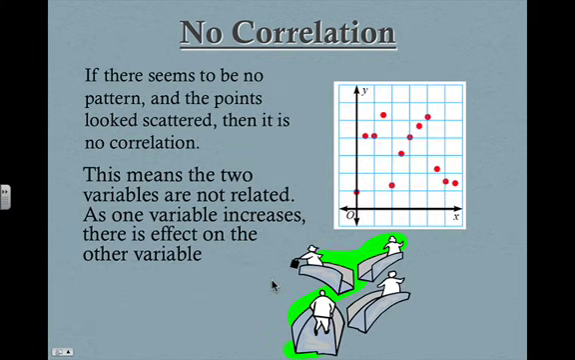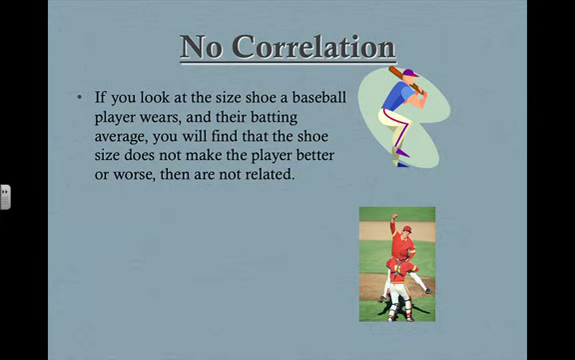An example of no correlation is where there seems to be no pattern at all. As x increases here, well, sometimes y decreases, sometimes it increases. So there seems to be no connection or no relationship between these two variables. And if you take a look at baseball players and their batting average, you'll find that there's some people with small shoes are good batters, and some people with big shoes are good batters, and vice versa. Some of them are not good batters. So overall, there's no relationship between the ability to hit a baseball and your shoe size. So that's no correlation.